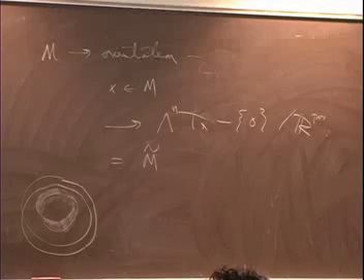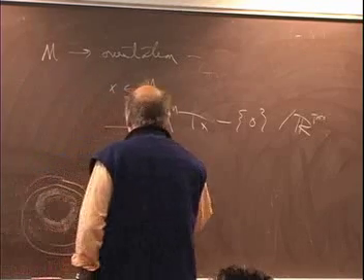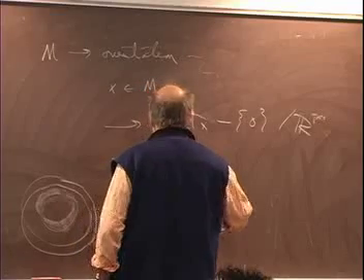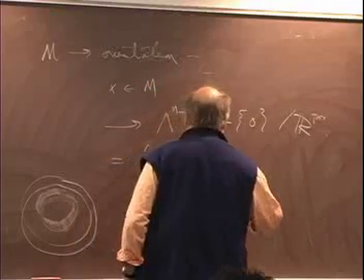And when is the manifold orientable? When I can take a section of this. So M is orientable. Could you explain that construction? I surely will.